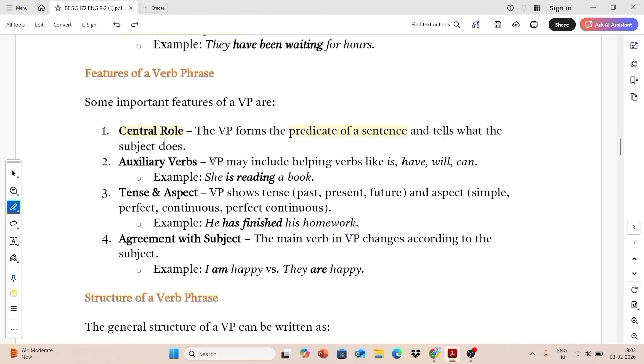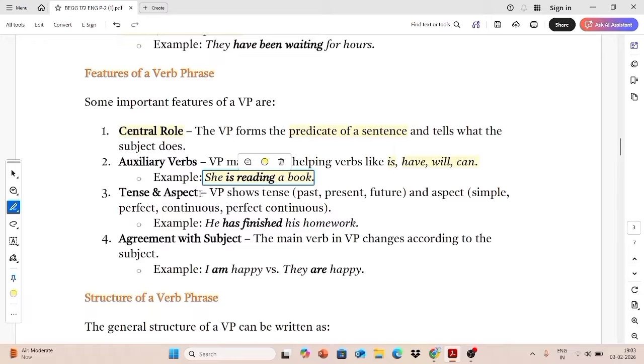Auxiliary verbs, verb phrases may include helping verbs like is, have, will, can, and so on. What are auxiliary verbs? These are the verbs which help us in understanding a sentence in a better way. Example, she is reading a book. She reads a book. If we talk like that, we are not understanding. Like for example, the auxiliary verb here is. Is the auxiliary verb that is making a relationship between she and the book.